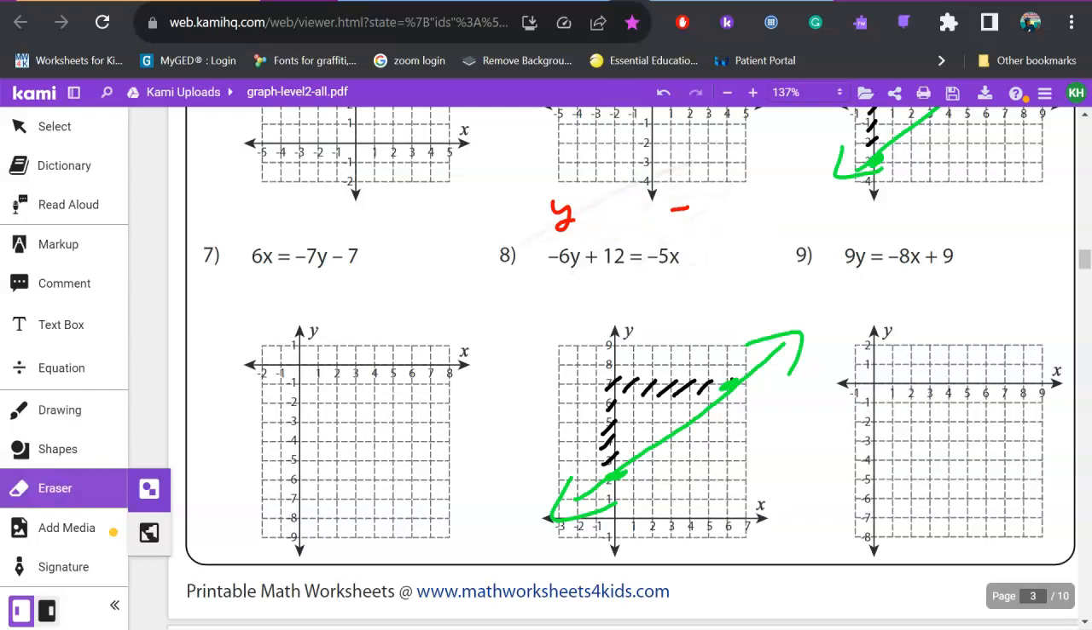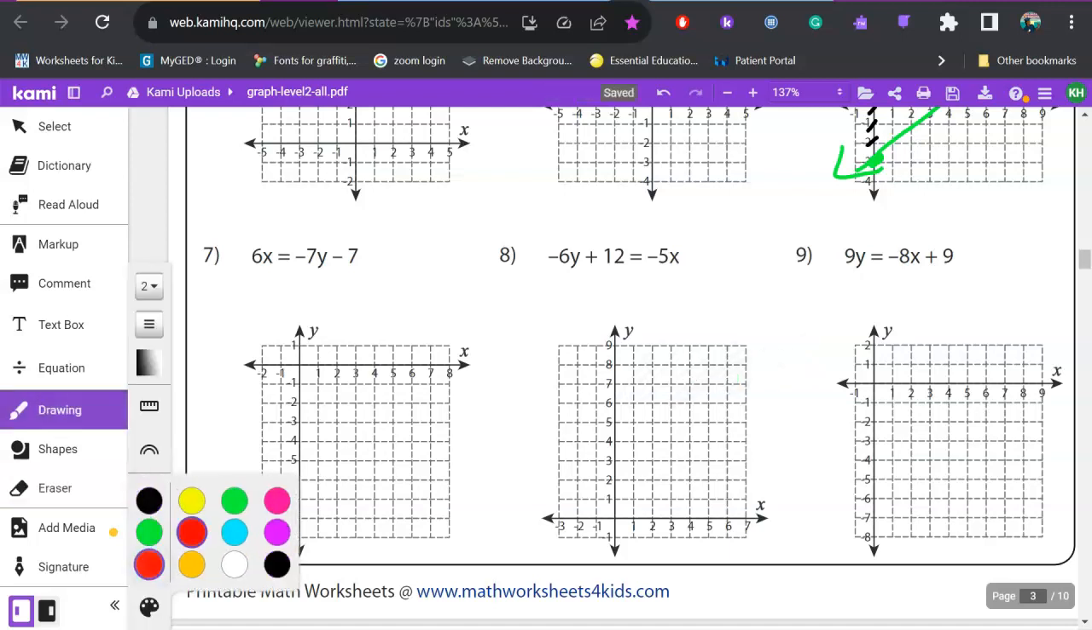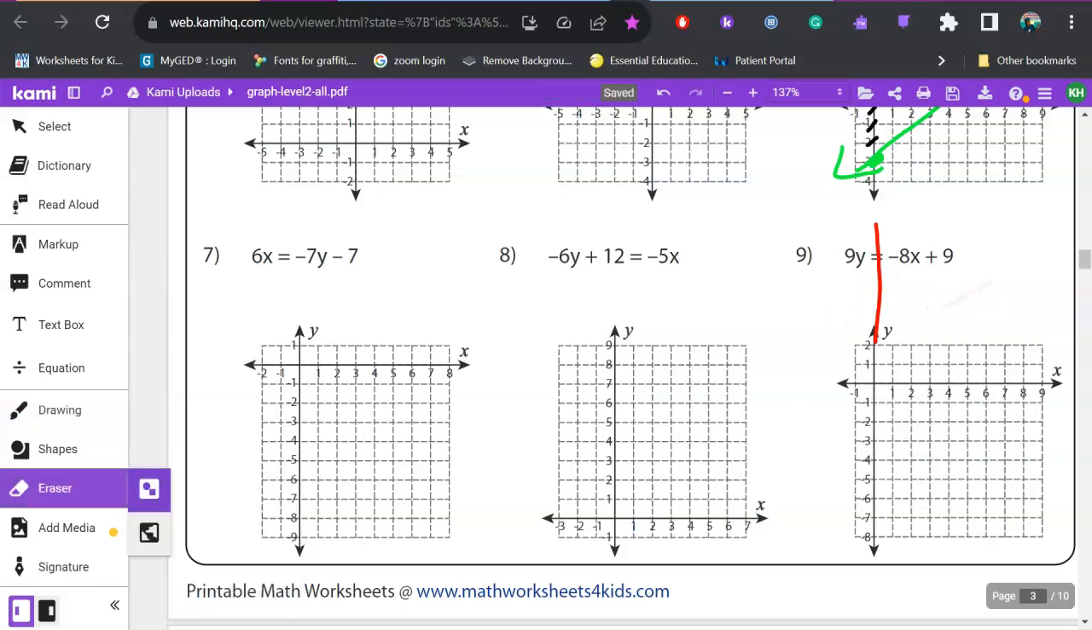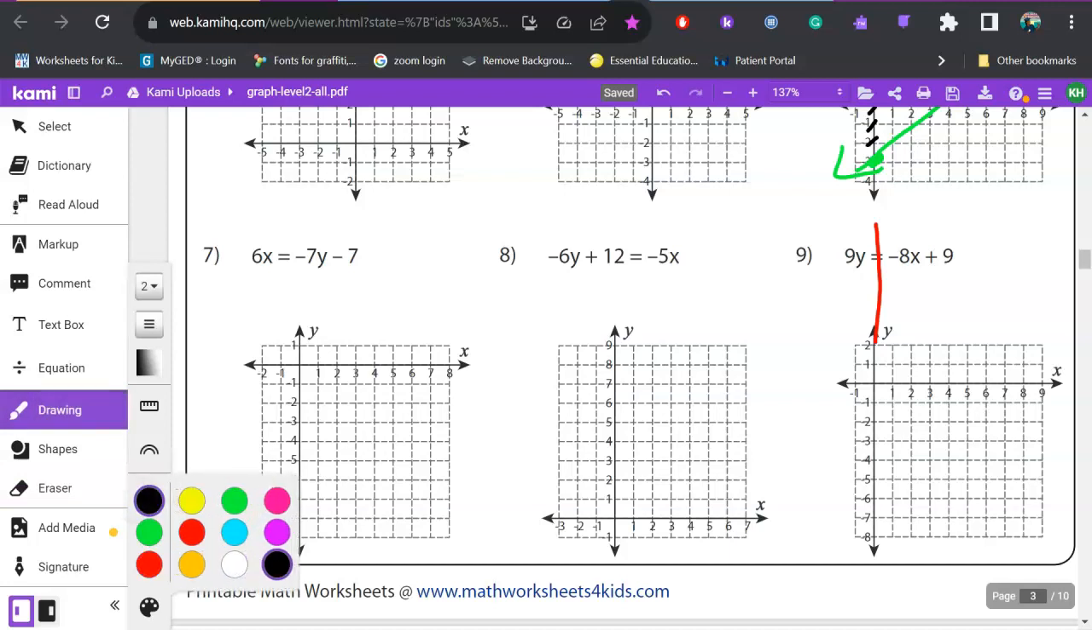Last one, number 9. Let's see what we can do with number 9. Oh, look, number 9. It's a little bit easier. Why is it a little bit easier? Because it's already in y equals mx plus b form. We just got to get rid of that 9, right? How are we going to get rid of that 9? By dividing it out. Divide by 9. Here, here, and here. That's going to leave us with y.